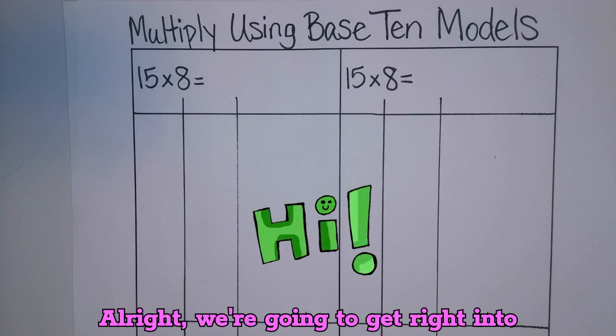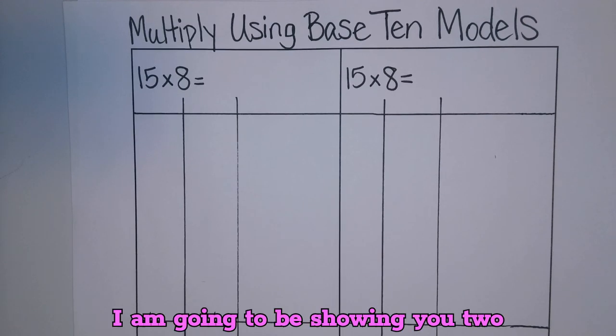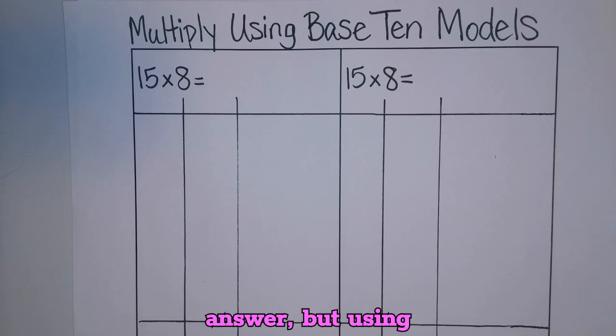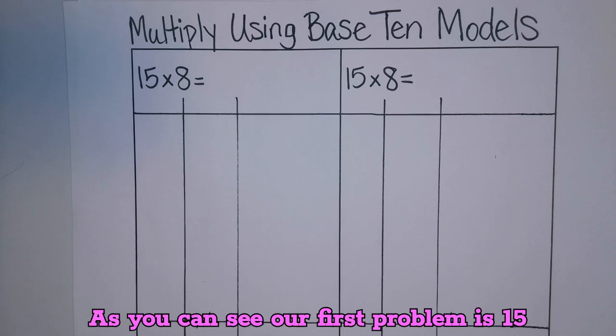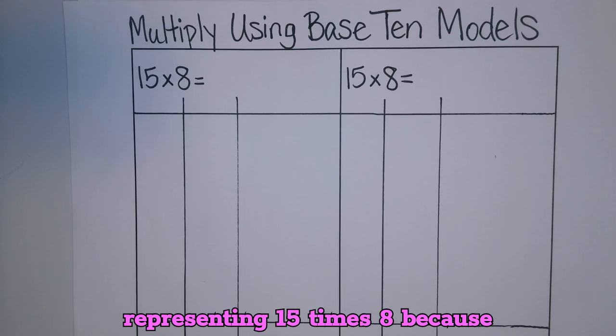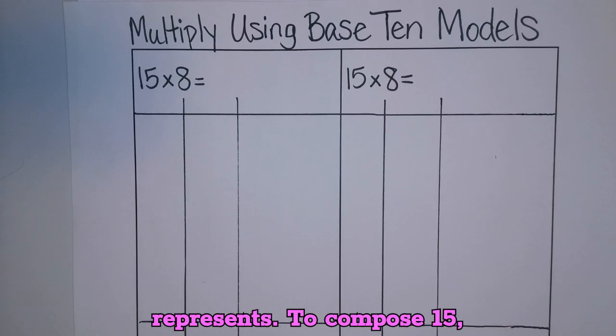Going to get right into multiplying using base 10 models. I am going to be showing you two different ways to come up with the same answer, but using different methods. As you can see, our first problem is 15 times 8. So I'm going to start by representing 15 times 8 because that is what this multiplication fact represents.